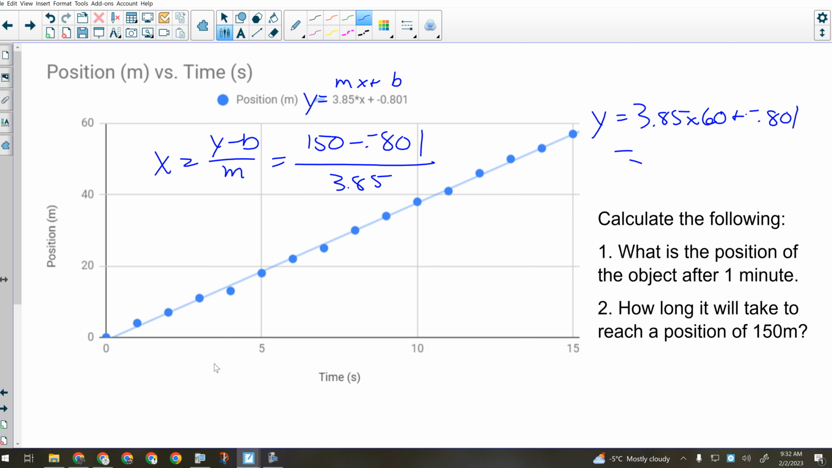Here's another thing that I totally do all the time, especially on unit exams, and it's a 1-mark question. What's the speed of the object, or what's the velocity of the object in this graph? This requires no calculation. 3.85? 3.85 meters per second, yep.